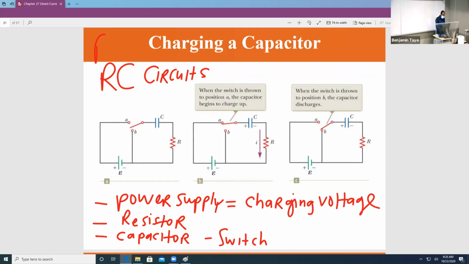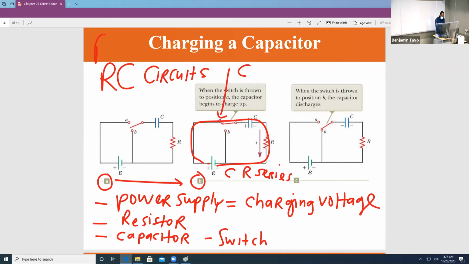So the very first thing that we're going to do, going from figure A to figure B, is to close the switch at point A. When the switch is connected here, the current is going to flow like that. So it means that the C and the R are in series. So this is called the charging.